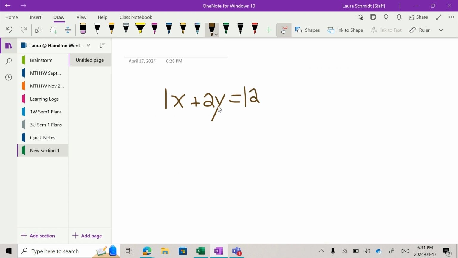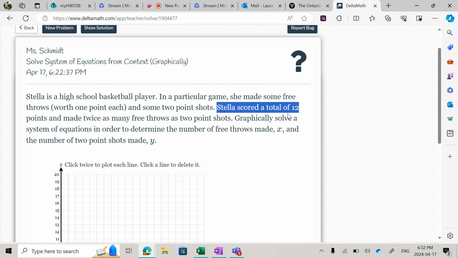I know I want that to equal 12 points altogether. So maybe she took like 6 2-point shots and 0 free throws. Or, 5 2-point shots, which would make 10 points, and the rest of them, so 2 free throws. So that's the first equation. We're just making an equation from the information they gave us.